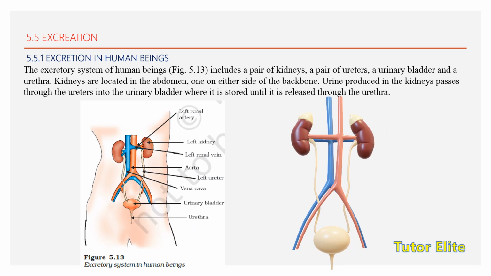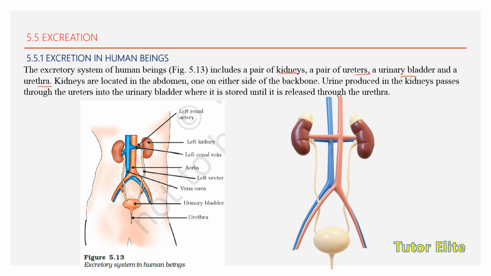Next comes the last part, that is excretion. Excretion in human beings. The excretory system of human beings includes a pair of kidneys, a pair of ureters, urinary bladder and urethra. Kidneys are located in the abdomen, one on either side of the backbone. Urine produced in the kidney passes through the ureters into the urinary bladder where it is stored until it is released through the urethra.